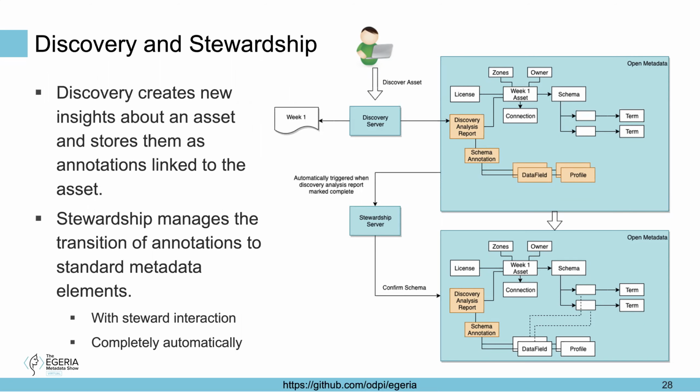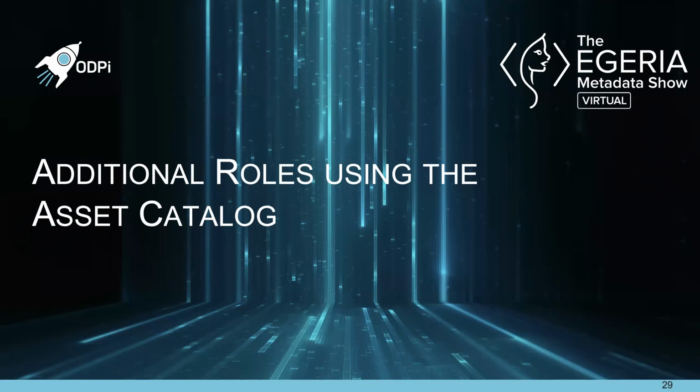Okay, so that's discovery and stewardship. And we talked a little bit about Peter, who's doing the sort of manual cataloging, or he's trying to manage the catalog of the data lake, and Cali, who's a sort of data scientist. So I thought I'd talk a little bit about other people.